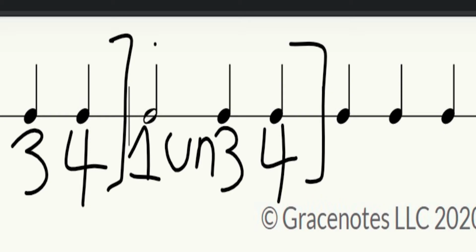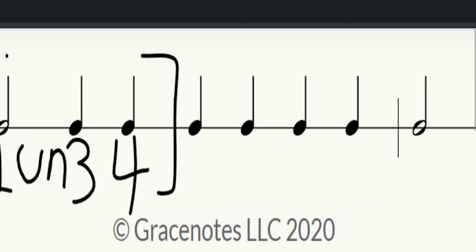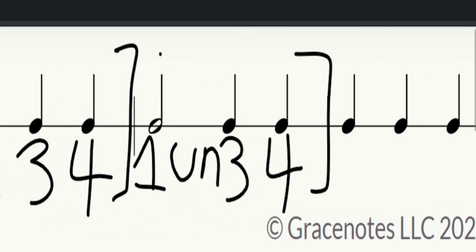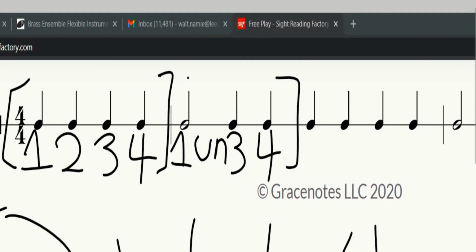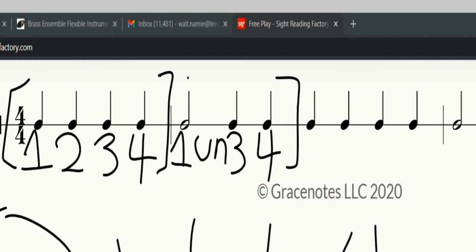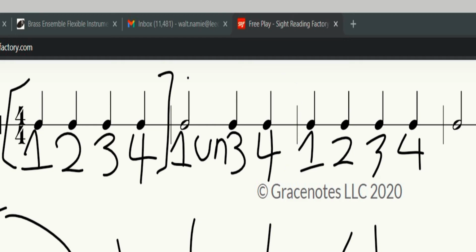Pat your feet. Pat, pat. Ready, go. 1, 3, 4. That's it. Now, last thing. If you're noticing, remember I said about patterns earlier? This measure here is the exact same thing as the first measure. So, same rhythms. 1, 2, 3, 4. That's all there is to it.